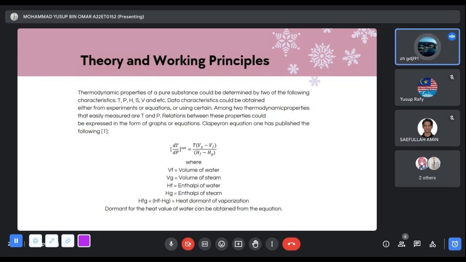The Clapeyron equation has been published as follows. The equation is below, where Vf is equal to the volume of water, Vg is equal to the volume of steam, Hf is equal to the enthalpy of water, Hg is equal to the enthalpy of steam, and Hfg is the heat of vaporization. The heat value of water can be obtained from the equations.